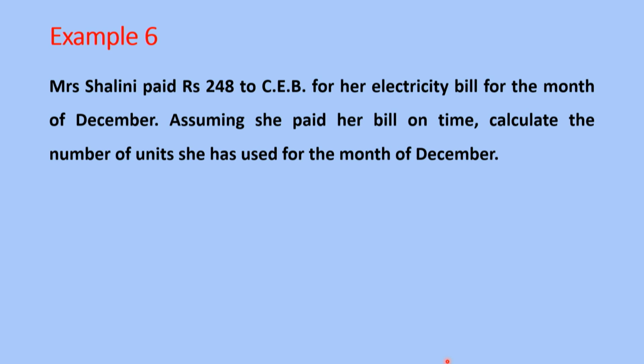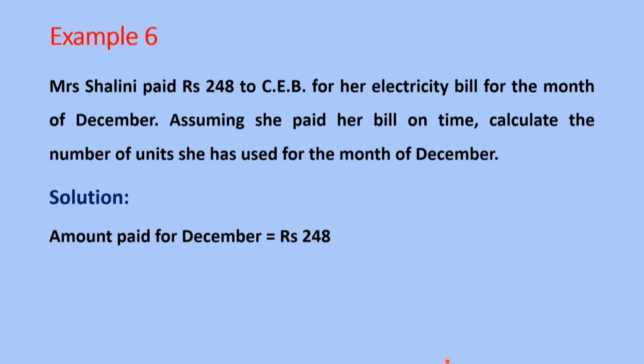Mrs. Shalini paid 248 rupees to CEB for her electricity bill for the month of December. Assuming she paid her bill on time, calculate the number of units she has used for the month of December. So in this question, we already know how much Mrs. Shalini will pay, but we don't know how many units she has used, and this is what we need to find.